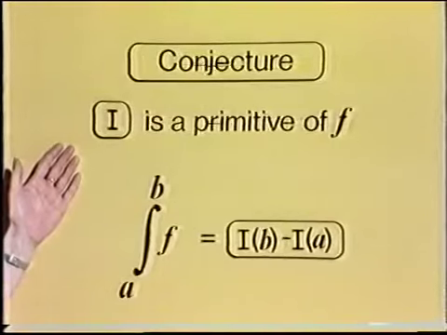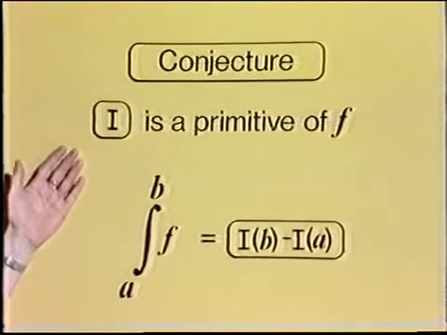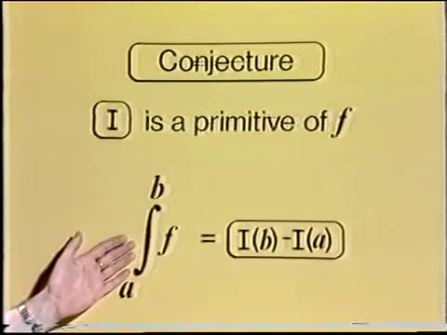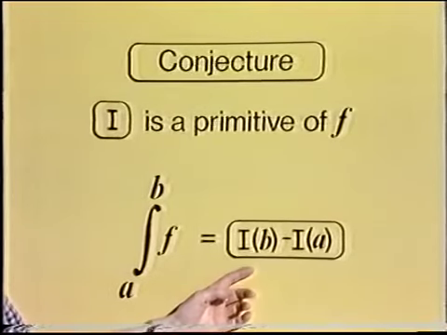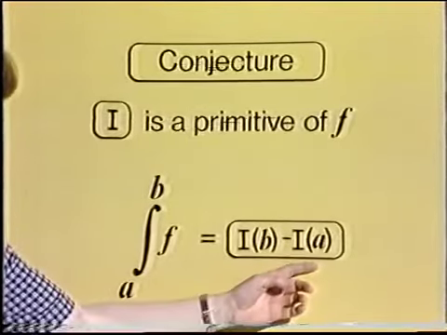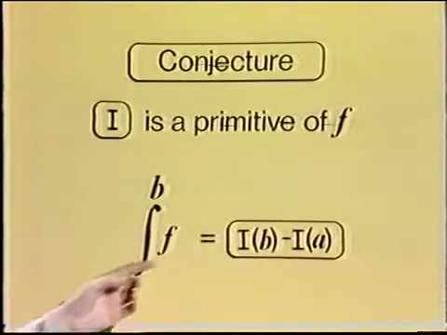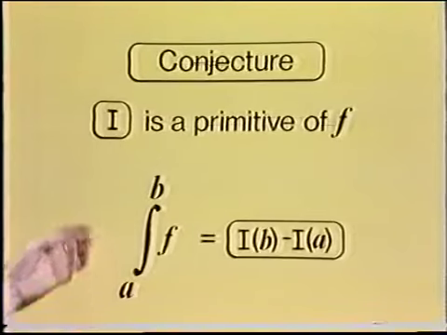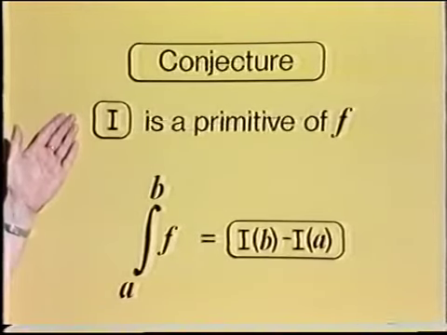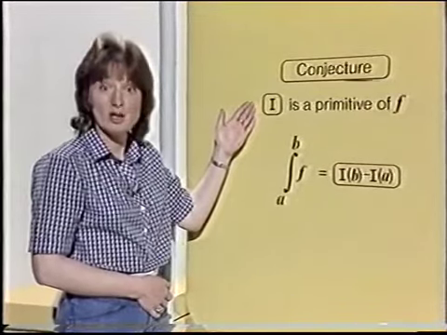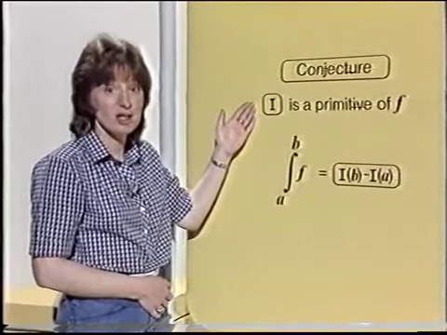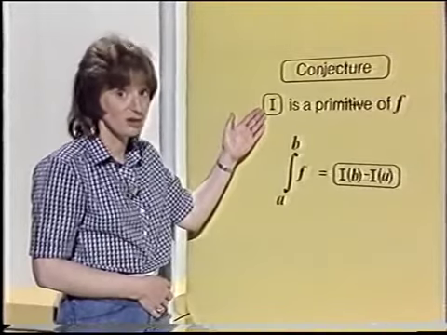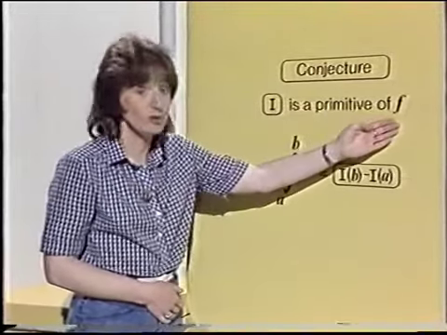And it's this. If I is the integral from 0 function, two things are true, and this is the easy one. This is the integral from 0 to b, and subtract 0 to a, and you get the integral from a to b. And the second thing, which isn't obvious, is that I is a primitive of f. So what we've got is this conjecture. And we need to show that if we differentiate the integral from 0 function I, we get back to our original function f.